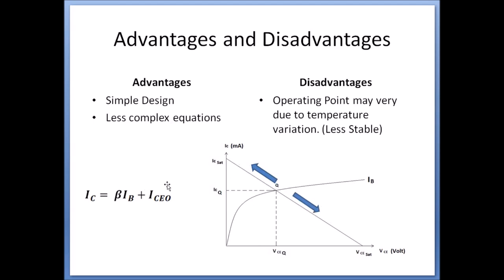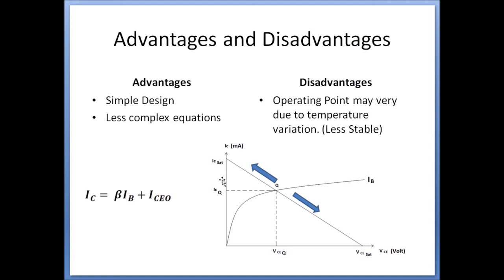In the same way, if leakage current increases, then again IC current will increase, and the Q point may shift either towards saturation or towards cutoff. And as we have already discussed, the best region for amplification is the active region. So any kind of temperature variation will definitely increase the instability of the circuit.